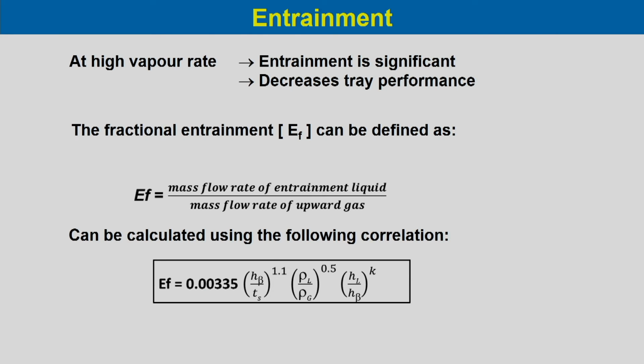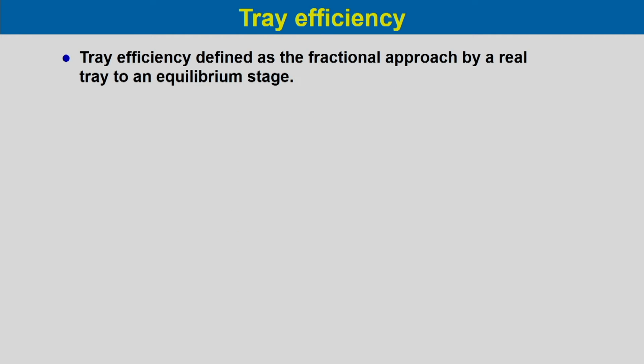EF would be equal to 0.00335 H beta by Ts to the power 1.1, rho L by rho g to the power 0.5, HL by H beta to the power k. The tray efficiency is defined as the fractional approach by a real tray to an equilibrium tray. So, we need to know the tray efficiency, and in tray efficiency we will discuss a few terms.